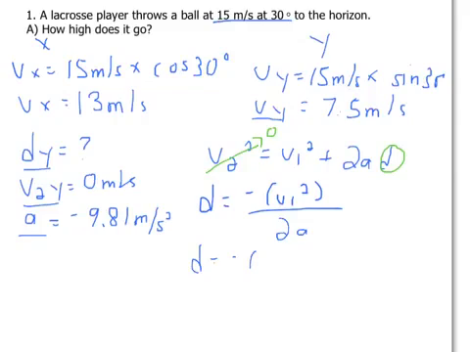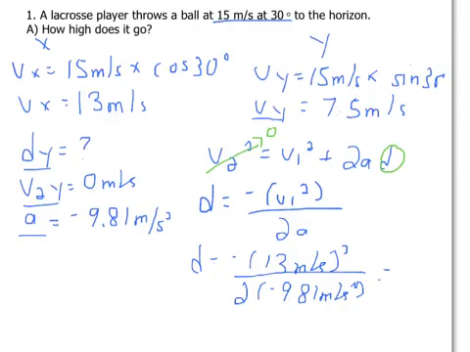Substituting, we now have the negative of 13 meters per second squared, divided by 2 times negative 9.81 meters per second squared. Putting that into a calculator, it tells us our distance is 8.6 meters. Notice that even though we did not use the horizontal velocity of the ball, we did find it out, and it will be useful for us in our later questions.